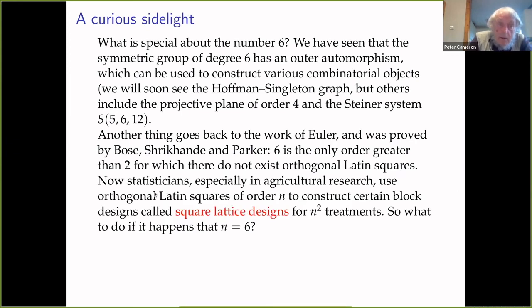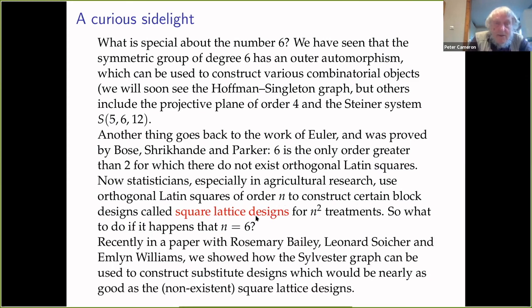And now orthogonal Latin squares are used in experimental design, especially in agricultural research, to construct certain block designs called square lattice designs. This goes back to the work of Fisher and Yates at Rothamsted. So if you have n-squared treatments, then perhaps a square lattice design is a good way to lay out your experiment. But of course, if n is equal to 6, there are no orthogonal Latin squares of order n. So you can't do that. So what do you do instead? Well, it turns out that you can build something which is almost as good as a square lattice design using the outer automorphism of S6, using the Sylvester graph.